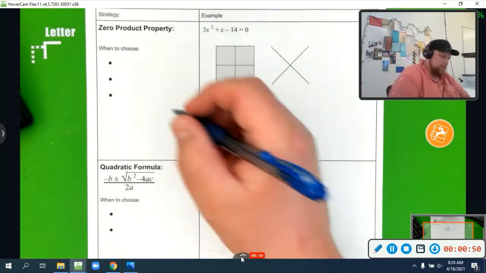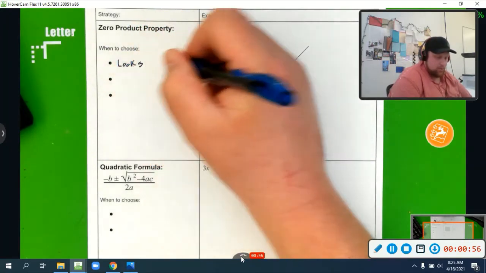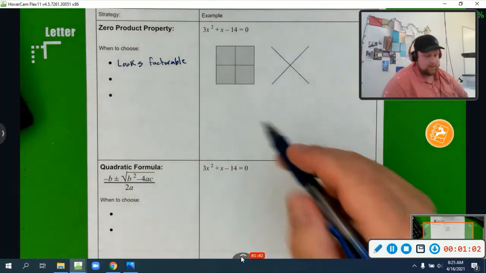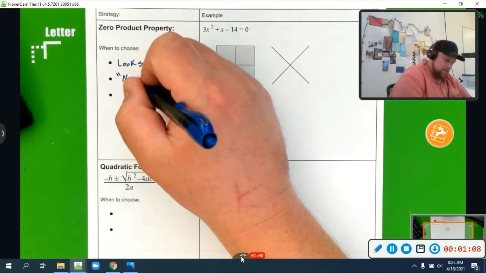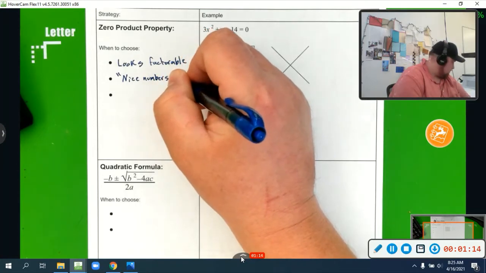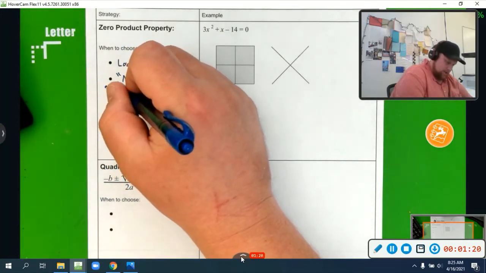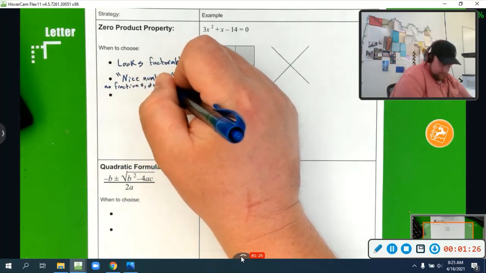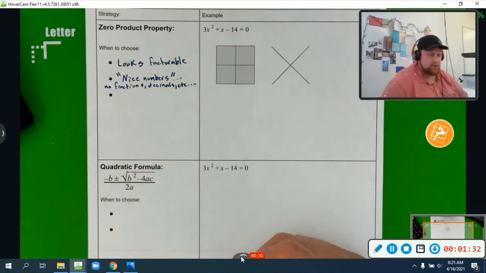So for the zero product property, one thing we want to look for, and this is going to sound silly, but it's true, does it look factorable? So when to choose, if it looks factorable. You're going to do a lot of these and start to get a feel and say, hey, this kind of looks like it's factorable. You also want it to have nice numbers. What does that mean? No fractions, decimals, etc. So nice numbers, no fractions, decimals, whatever.